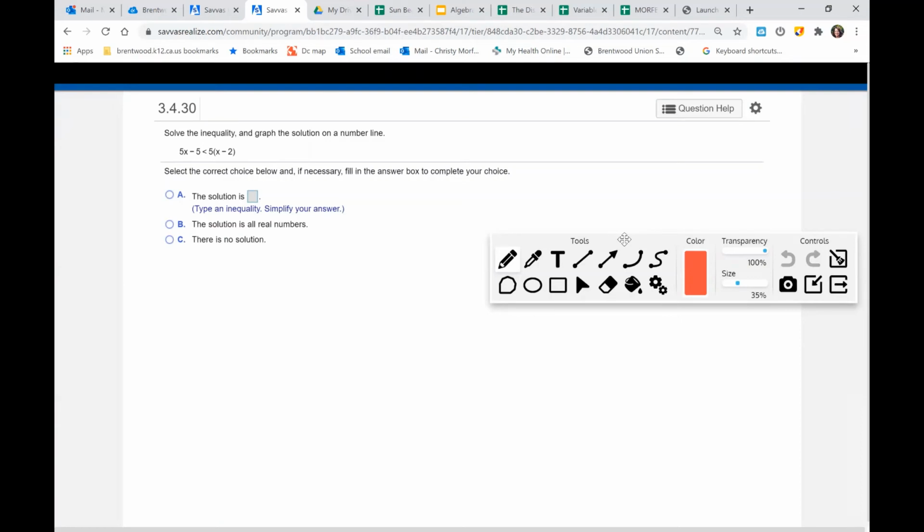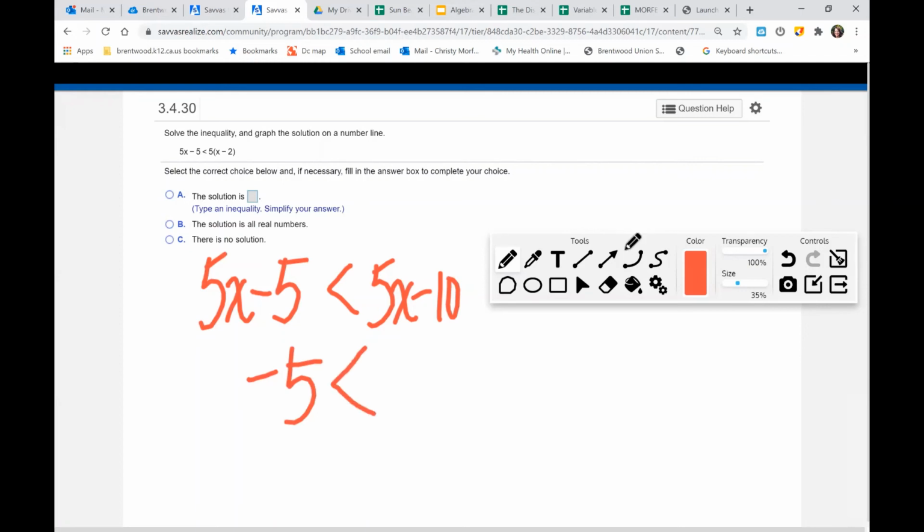So this particular problem looks like number 4 in your assignment. So I'm again going to copy. On the left, there's nothing there that changed. On the right, we have a 5 times x is 5x. 5 times -2 is -10. So what you'll notice is that you have a 5x on each side. So if I subtract 5x from each side, I'm left with no x's. So what I'm left with is the inequality of -5 is less than -10.